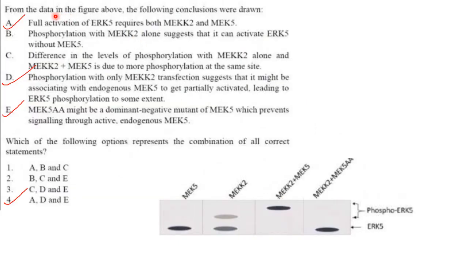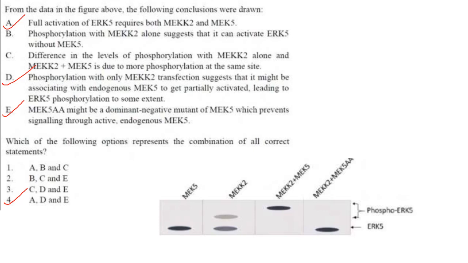From the data in the figure above, the following conclusions were drawn. Now we have to search for the combination of all correct statements. Full activation of ERK5 requires both MEKK2 and MEK5. If you see this blot, I already explained that both are required for full activation of ERK5. That is correct. So A is correct.